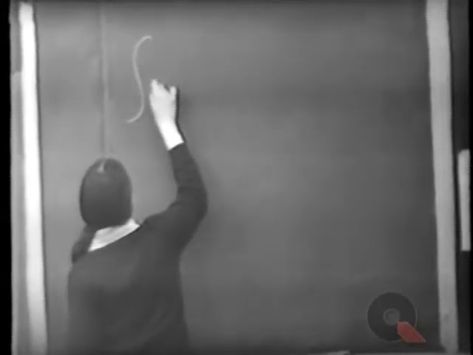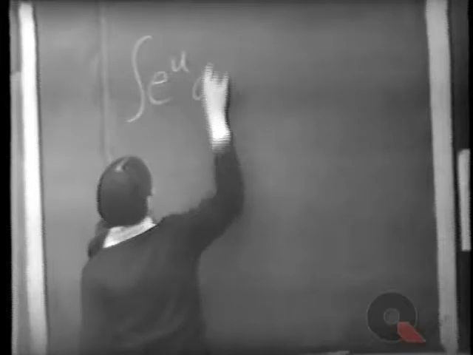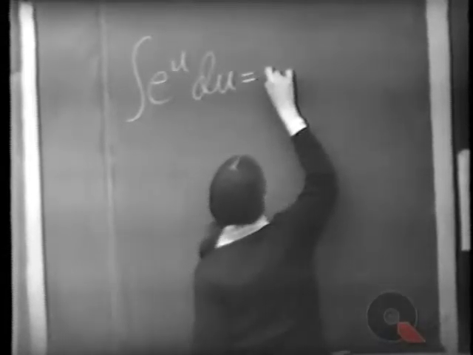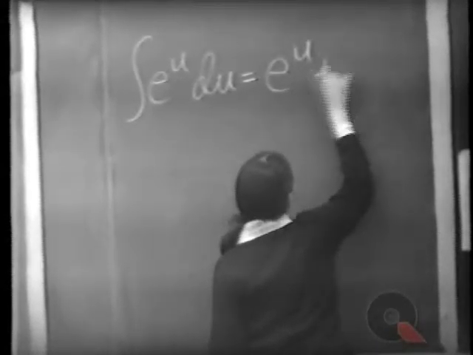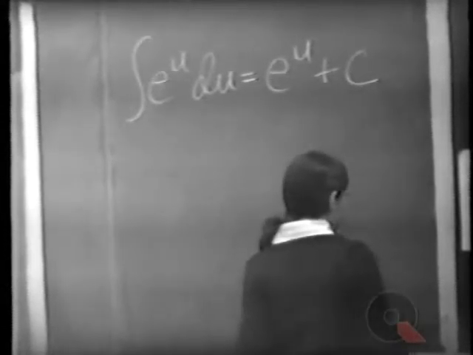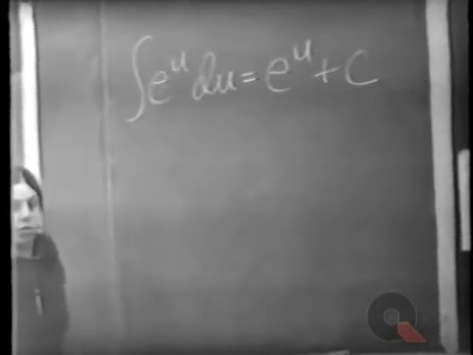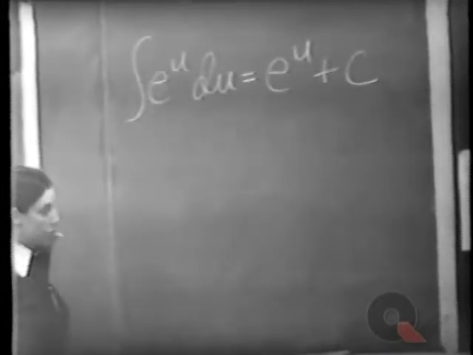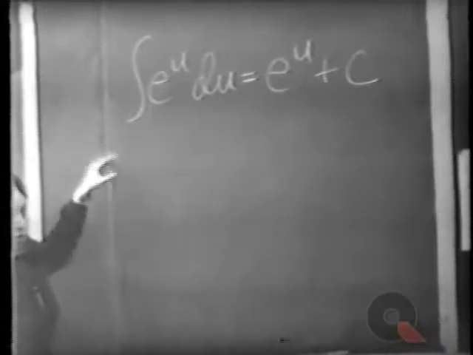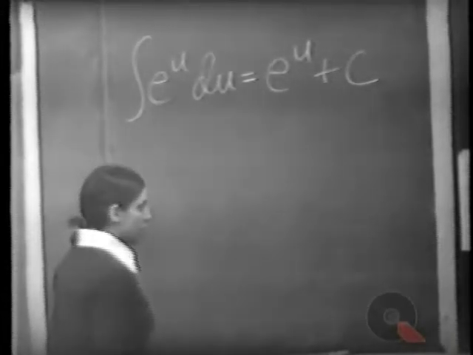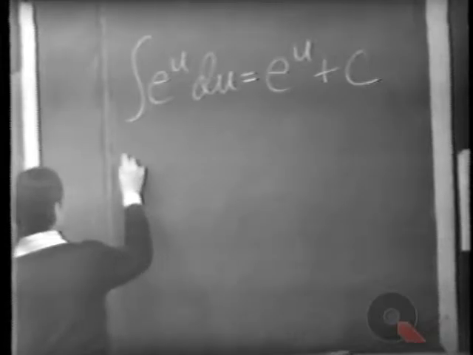Now the second integration formula that we get in Chapter 8 comes from reversing the formula for the derivative of e to the f of x power. And what we get is that the integral of e to the u du is equal to e to the u plus a constant. This brings our total of integration formulas to 3. We have the u to the n du, the integral of du over u, and now the integral of e to the u du. As an example of this formula, consider this problem.